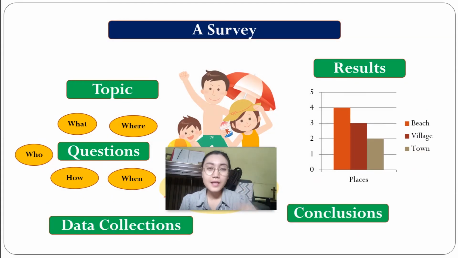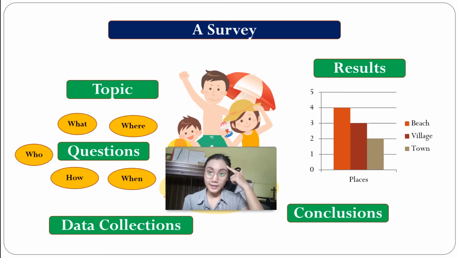In a survey, there is a topic. So, when you do a survey, all you need first is to think about the topic. Jadi, yang pertama kali kalian lakukan sebelum melakukan survei adalah memikirkan topik pembahasannya. For example, where my friends went on holiday. Kemana teman-temanku pergi saat holiday?